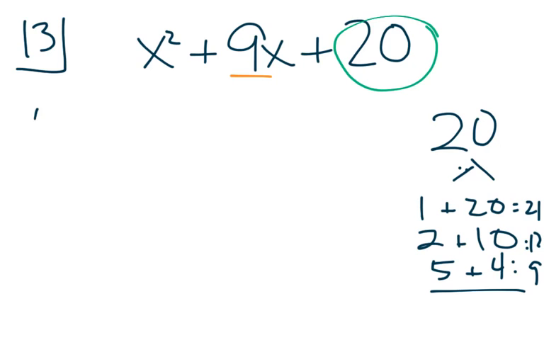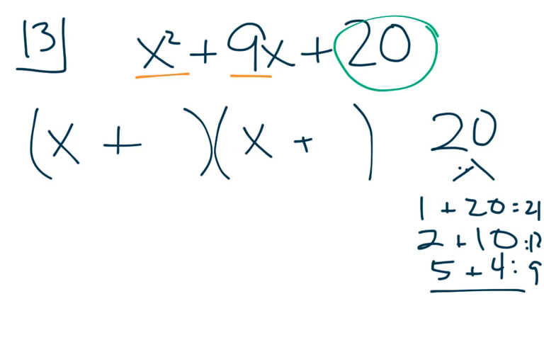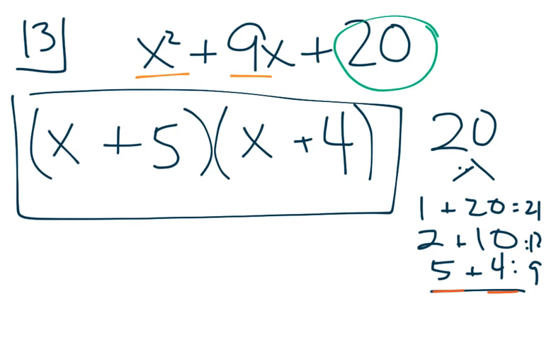When we make our two parentheses, our first one is going to be x, so we are going to put in x, and then we put in these two numbers, 5 and 4. So we have x plus 5 and x plus 4. And this is our final answer.